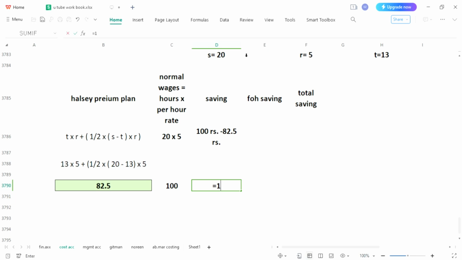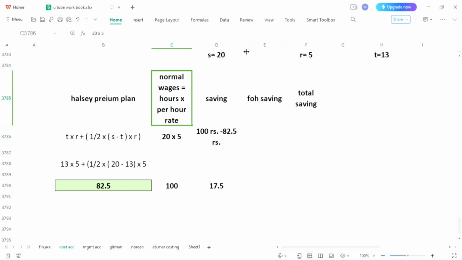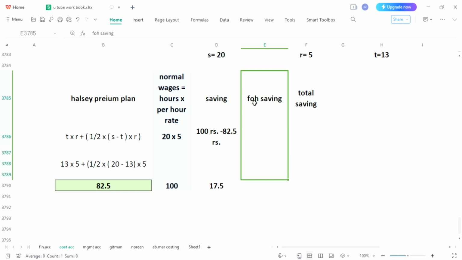How? 100 minus 82.5. So this is the saving. Now we will calculate our FOH saving as well. FOH was 80%. So first, for normal wages, let's distinguish them. It's important. We are just making a difference between the normal saving and the saving through the Halsey premium method.